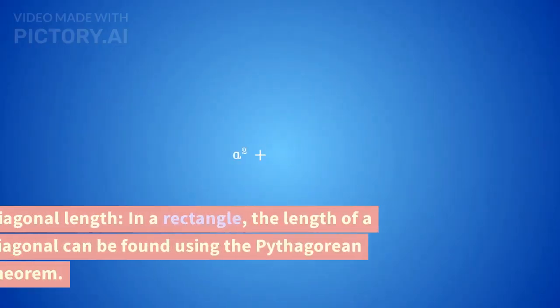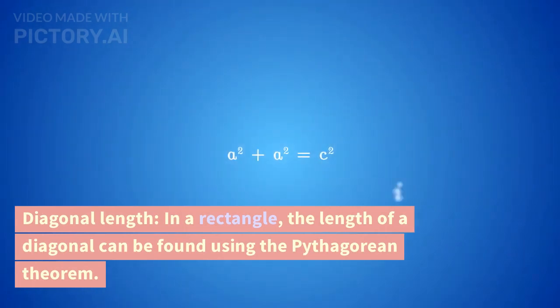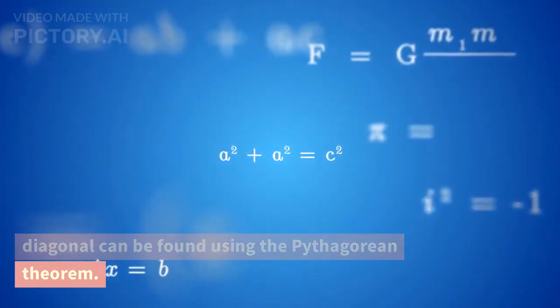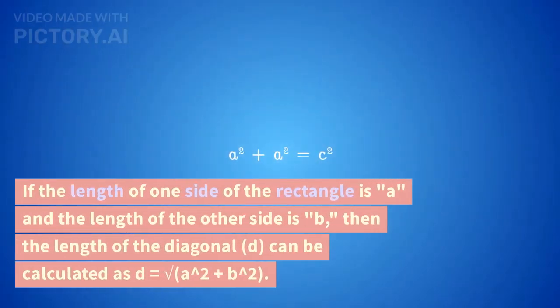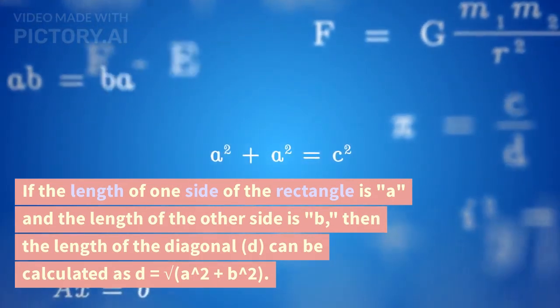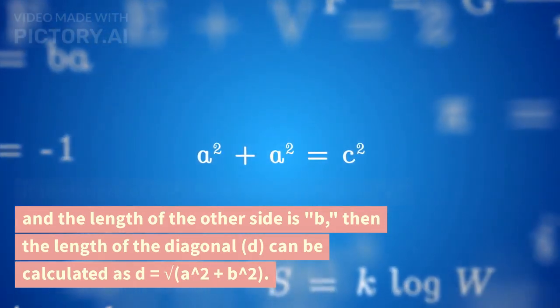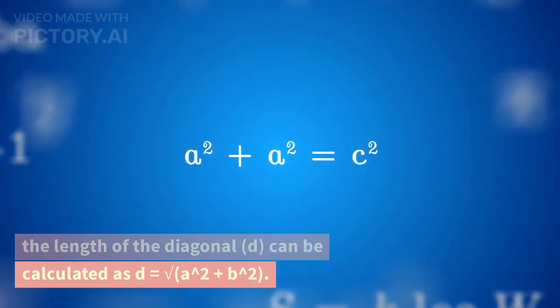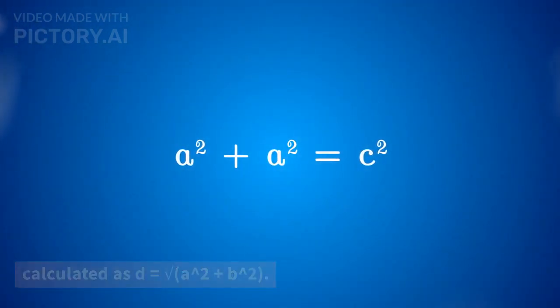Diagonal length. In a rectangle, the length of a diagonal can be found using the Pythagorean theorem. If the length of one side of the rectangle is a, and the length of the other side is b, then the length of the diagonal, d, can be calculated as d equals the square root of a squared plus b squared.